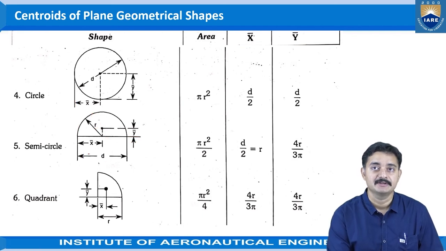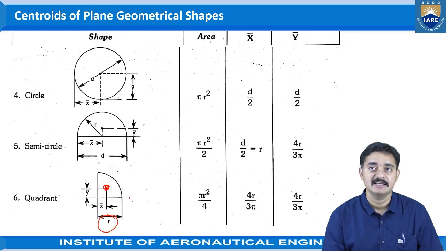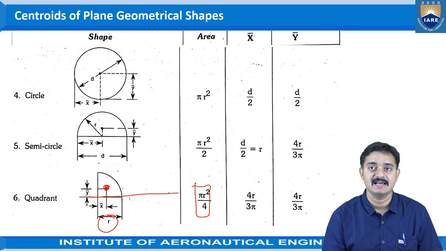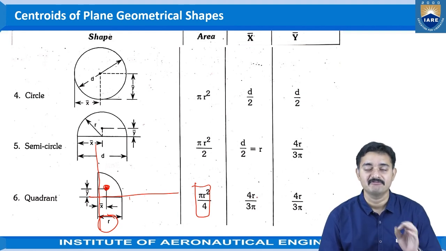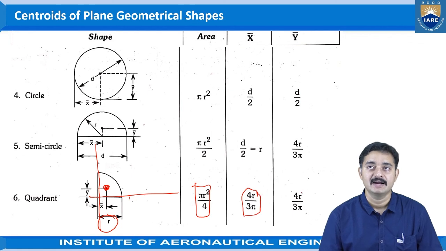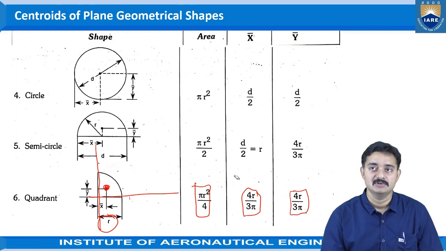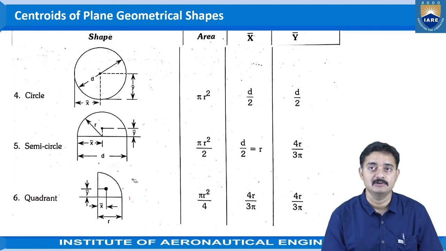Then coming to a quadrant having radius r, and the centroid positioned here, the area would be pi r square by 4. For the position of the centroid of this quadrant, here we are considering the axes as the base and the side. For this situation, x bar, the distance of the centroid from the y-axis, is 4r by 3 pi, and y bar, the distance of the centroid from the x-axis, is 4r by 3 pi. In this way we take the centroid's positions and values.